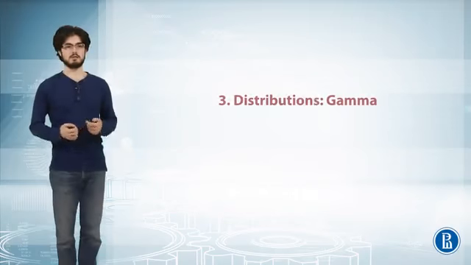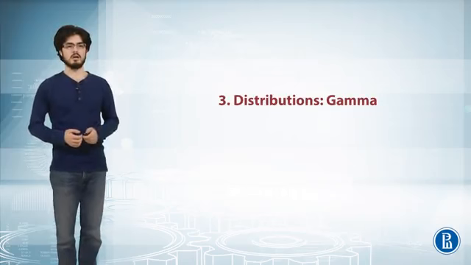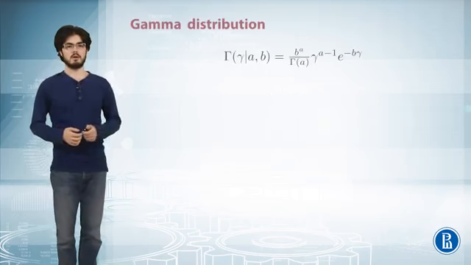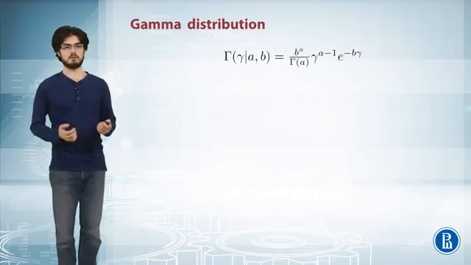In this and the next video, we will see another examples of conjugate priors. But before we continue, we need to learn some new distributions. And the one we will learn now is called a gamma distribution. Its probability density function is given as follows.